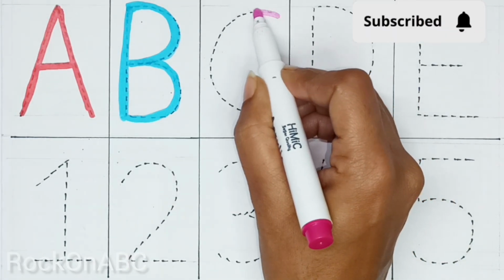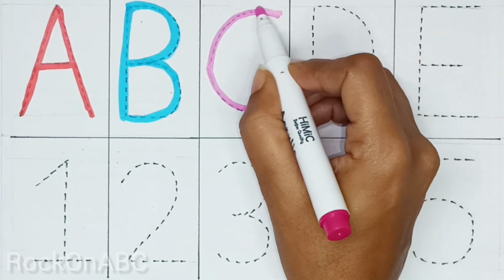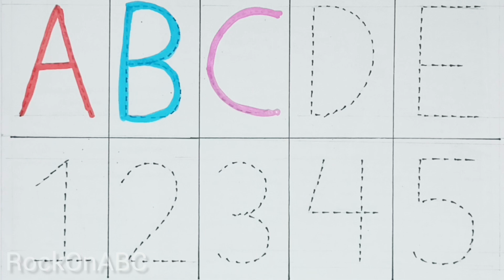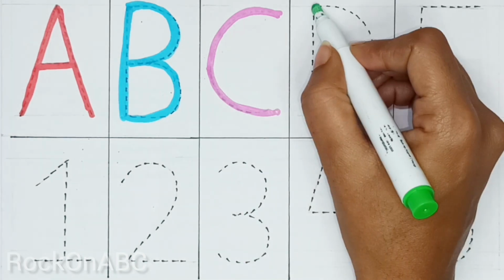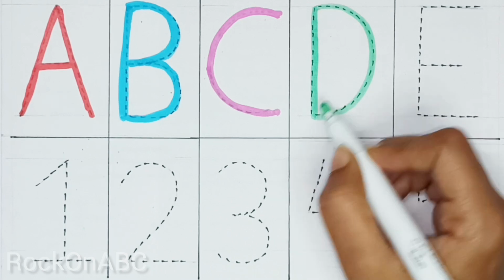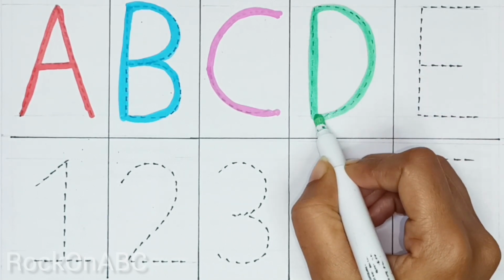Pink color C. C for cat. C for cat. Green color D. D for donkey. D for donkey.